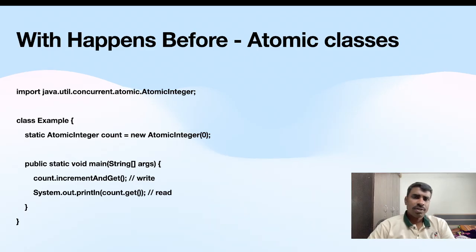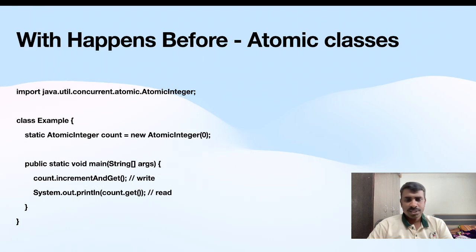Then we have atomic classes. So this is an example of atomic integer. Similarly, we have atomic long, atomic boolean. These all come under the java.util.concurrent.atomic package, so that it ensures the concurrency and ensures that happens before, and is safe to use in multi-thread applications.